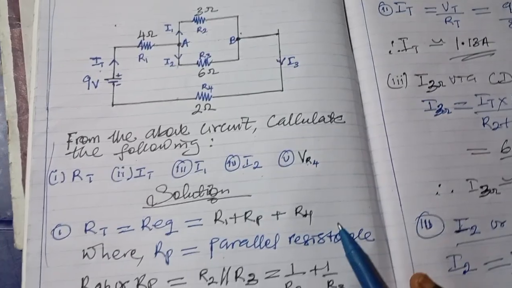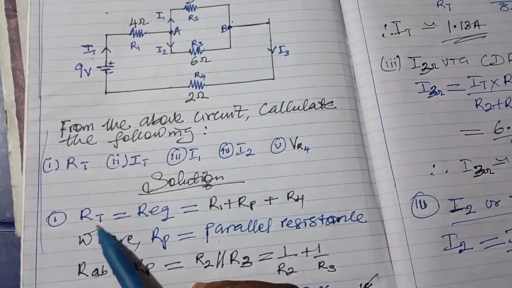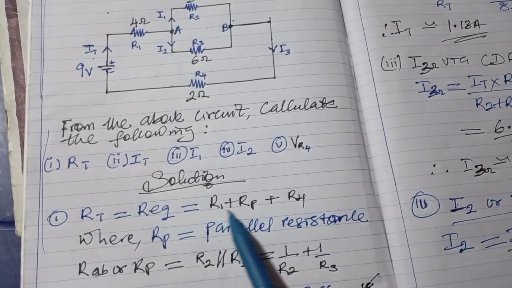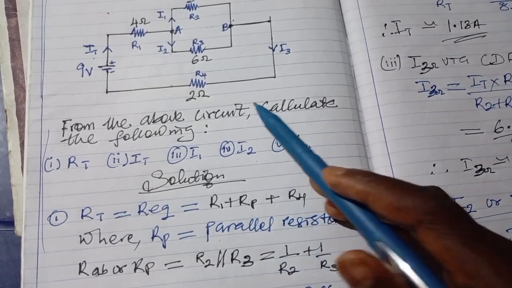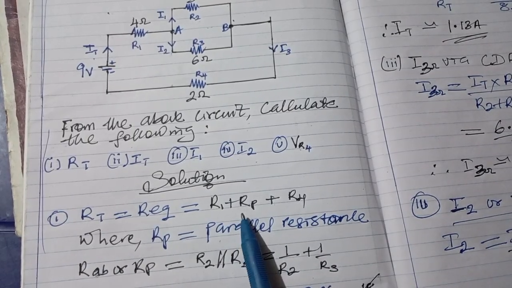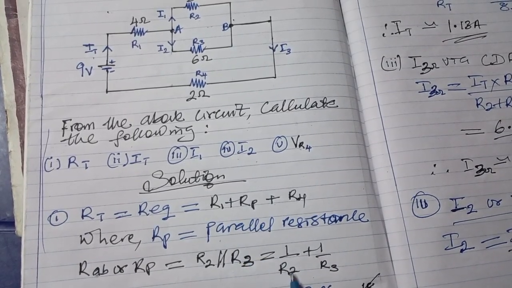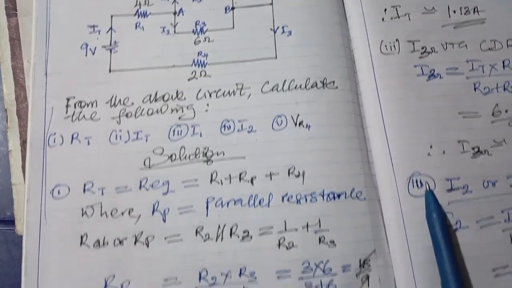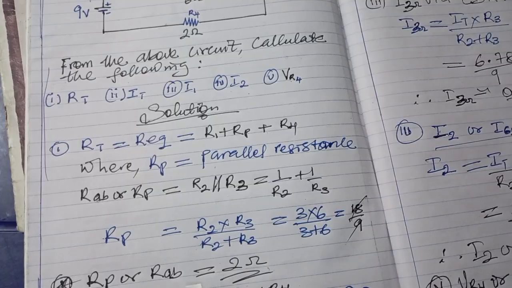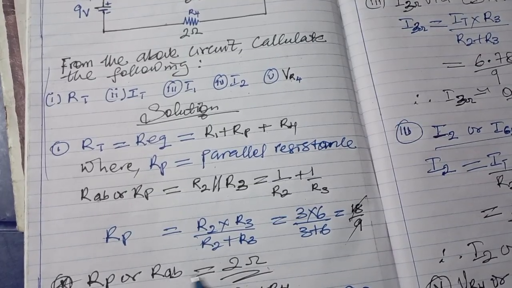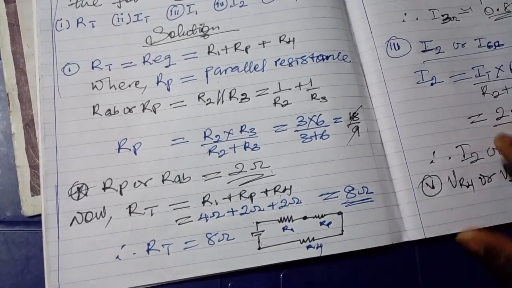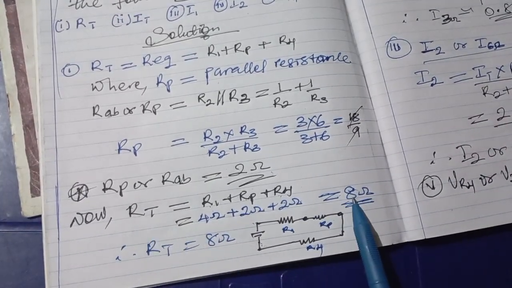Alright, now let's recap what we have done. First, we found R total by having R1 plus RP plus R4. When you resolve the parallel resistors, all the circuit components will be in series. The parallel resistors is just 1 over R2 plus 1 over R3. Then you take the product over the sum to have 18 over 9. Then RP or RAB is 2 ohms. Now we find R total, which is 8 ohms.